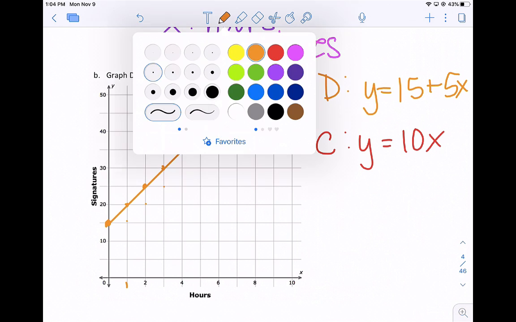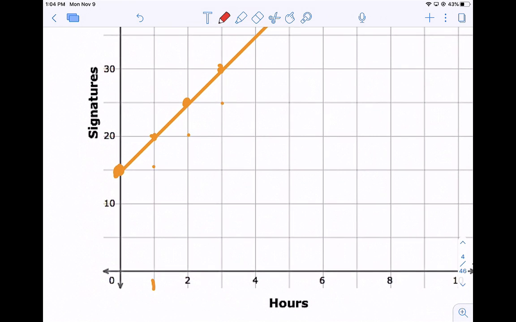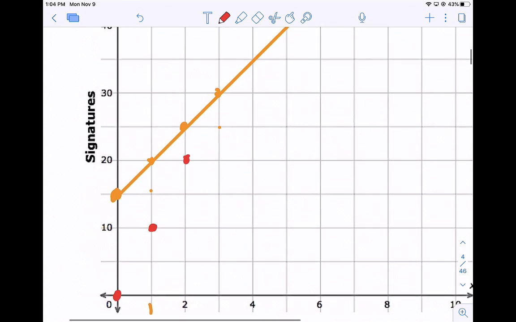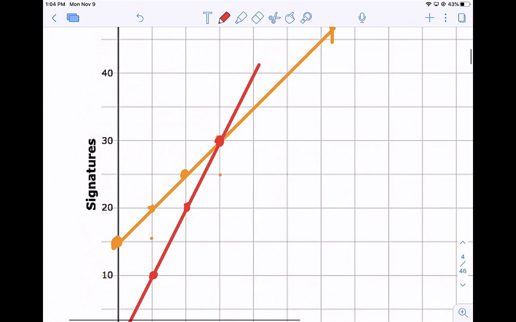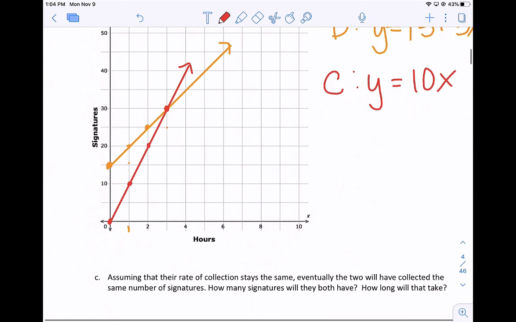And then let's graph Carter's. His y-intercept is 0, so at time 0 he starts with 0, but he collects 10 every hour. So go over an hour, up 10, over an hour, up 10, over an hour, up 10, and then we're going to connect. I should keep extending.